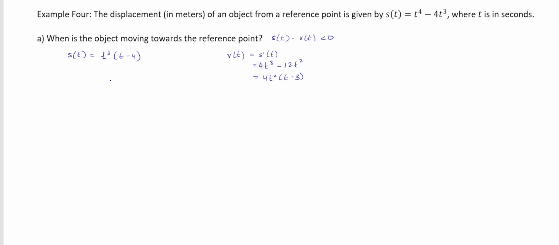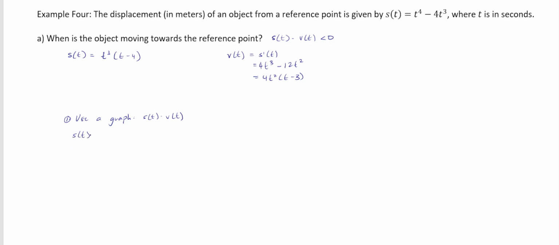Okay, so in order to find this, there's two ways that we can do this. The first way is we can use a graph. So what do I mean by use a graph? Well, let's graph this function s at t times v at t. Well, how do we graph the product of a function? It's actually pretty straightforward.